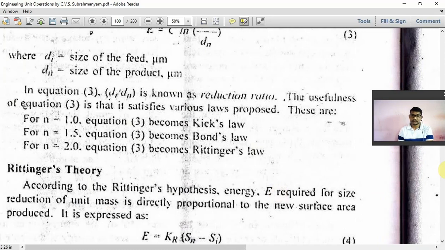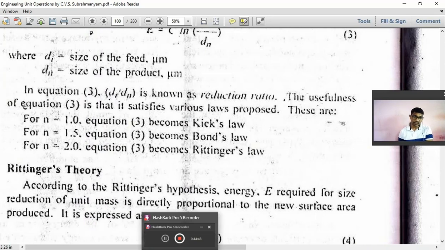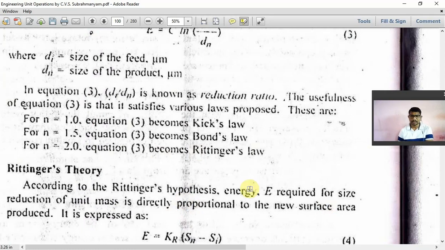Next one is Rittinger's theory. According to Rittinger's hypothesis, the energy required for size reduction of unit mass, the energy that will be needed to reduce the size of one unit mass, that energy is directly proportional to the new surface produced after size reduction. Means the energy required for size reduction of unit mass is directly proportional to the new surface produced. That is Rittinger's theory. Remembering its statement is not that important, but sometimes who knows, they may ask anything.